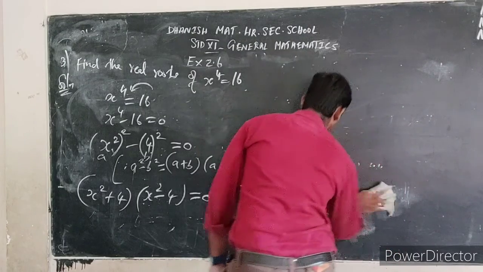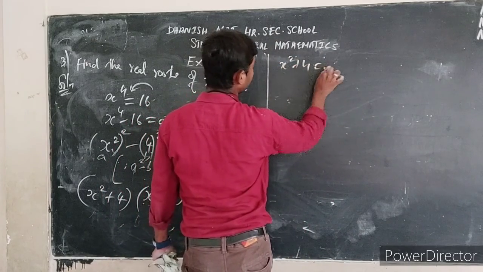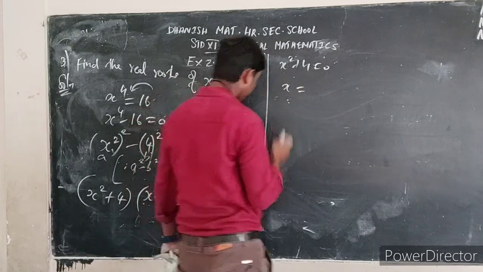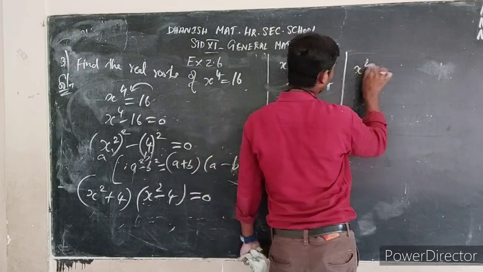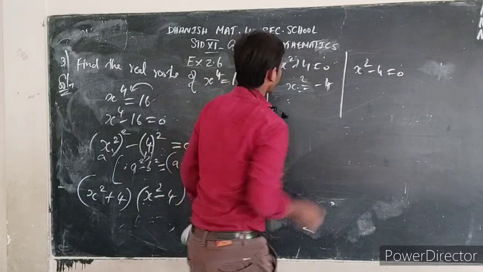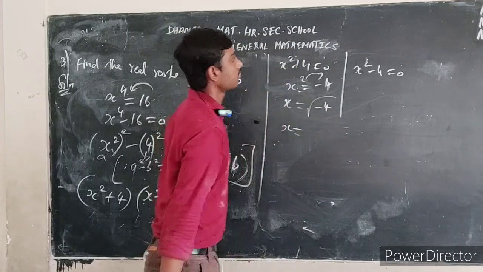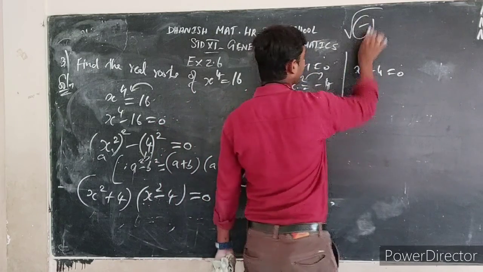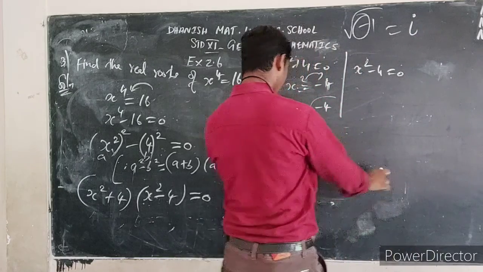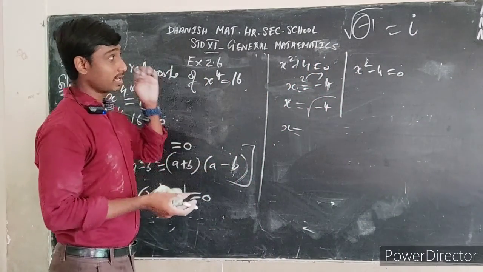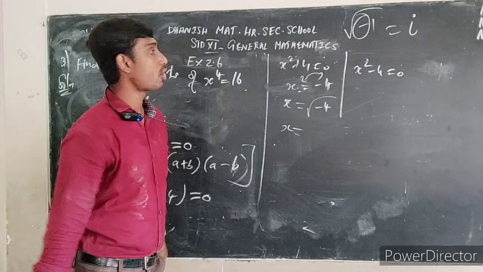Here itself we are getting the values. x square plus 4 equal to 0 means x square is equal to minus 4. So the square goes outside, meaning root of minus 4, and we have a negative sign inside the root. We have to write it like this: i. The one negative sign inside the root is denoted by i, which depends upon imaginary roots.